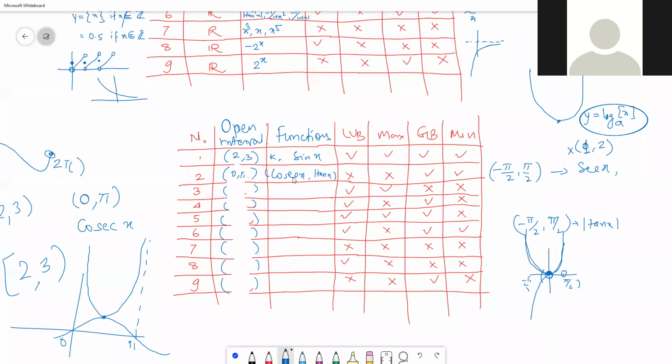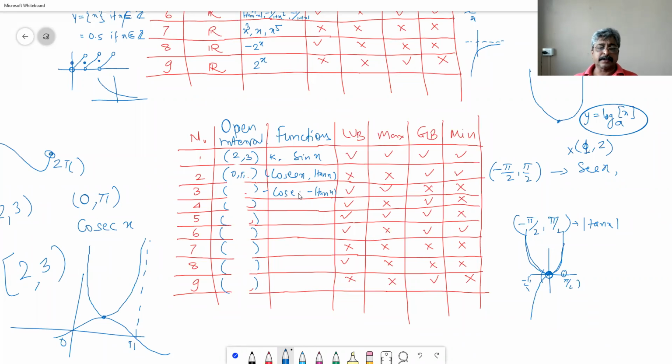Okay. So mod tan x here, opposite of mod tan x, or maybe minus of cosec x. So these two are easy. One is positive, another is negative. Okay, tell me fourth.